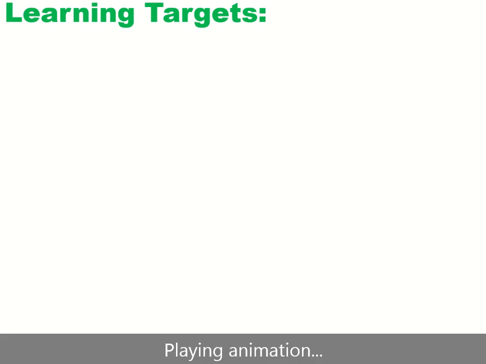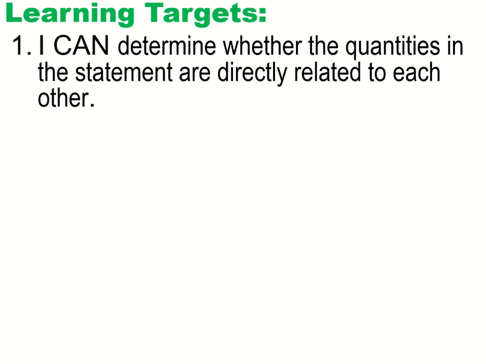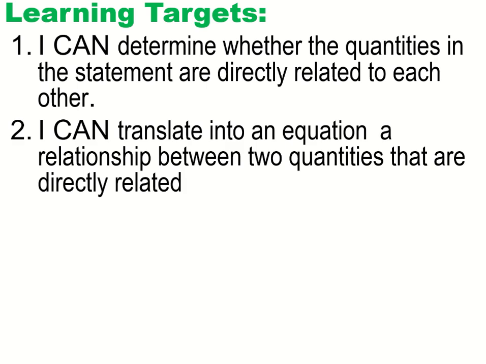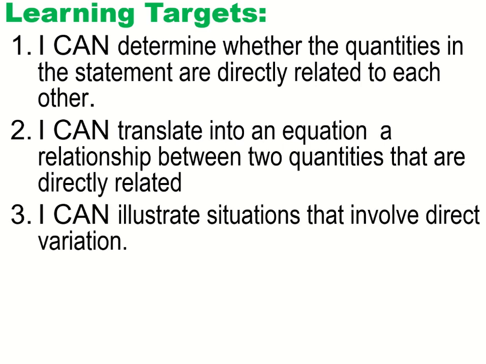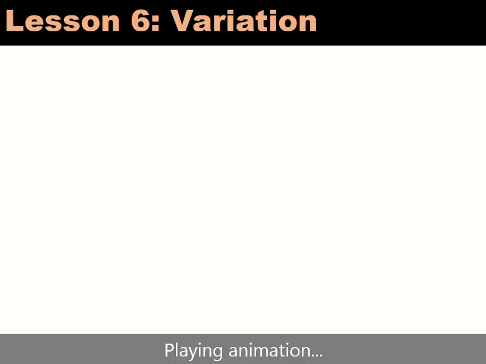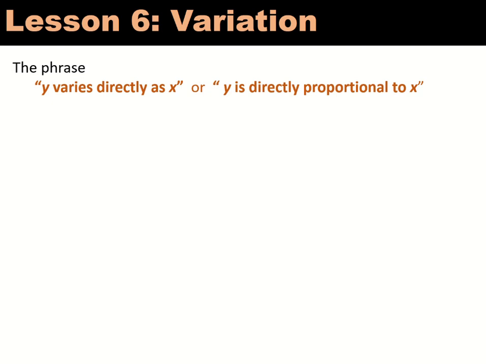For our learning targets, you are expected to confidently say these statements at the end of the period. I can determine whether the quantities in the statement are directly related to each other or not. I can translate into an equation a relationship between two quantities that are directly related, and I can illustrate situations that involve direct variation.